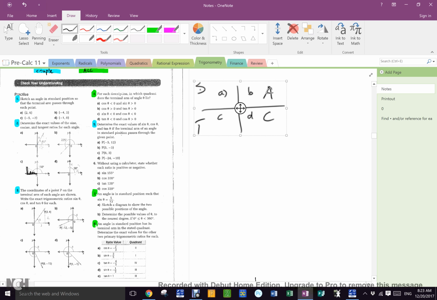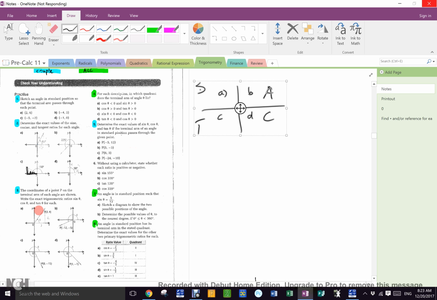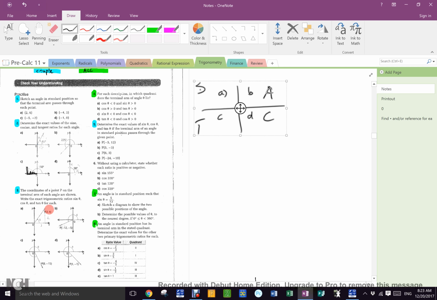Number 5 is pretty much exactly the same as 3 without the drawing. Do I need to talk about 5 at all? Or is everyone okay with 5? Because you just don't have the drawing.